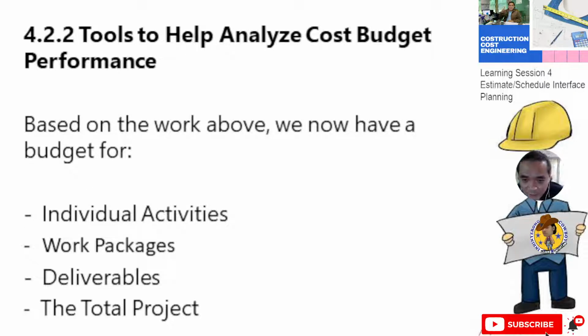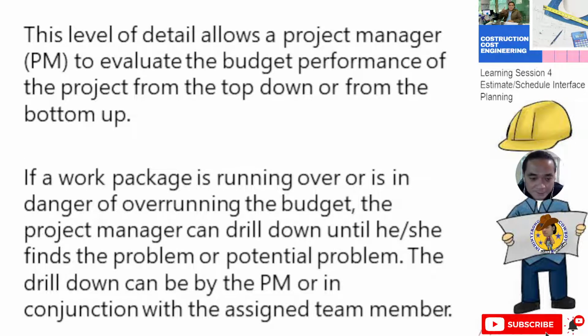Okay, so the next one is the tools to help analyze cost budget performance. Based on the work above, our previous discussion, we now have a budget for number one, the individual activities, number two, the work packages, number three, deliverables, and number four, the total project. This level of detail allows a project manager or PM to evaluate the budget performance of the project from the top down or from the bottom up.